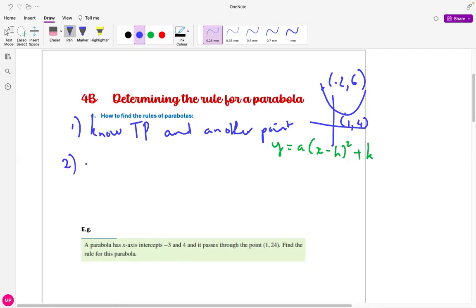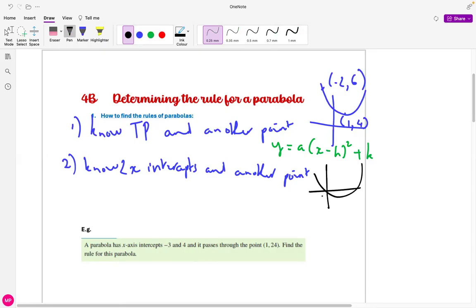The second case is if you know the two x-intercepts and another point. Then the best form to use is the factorized form, or the x-intercept form. So if I imagine a graph where the x-intercepts are -1 and 4, and I know one of the points is 5 and 2, the best form for that would be y equals a(x minus m)(x minus n), where m and n are -1 and 4.